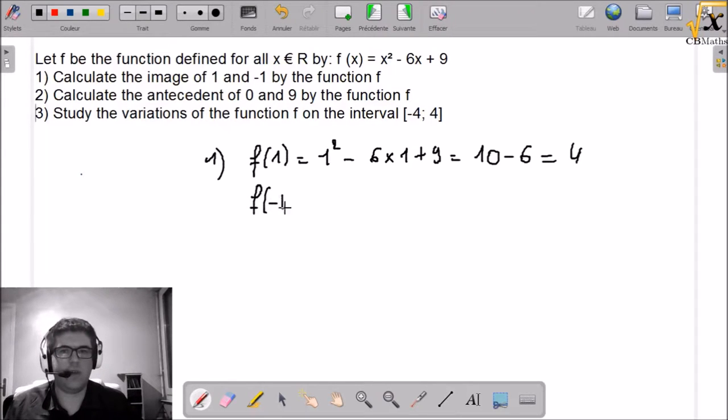f of minus 1, the image of minus 1 by the function f: minus 1, all squared, minus 6 times minus 1, plus 9. Minus 1 squared is 1, plus 9, and minus 6 times minus 1 is plus 6. So 1 plus 9 plus 6 equals 16.